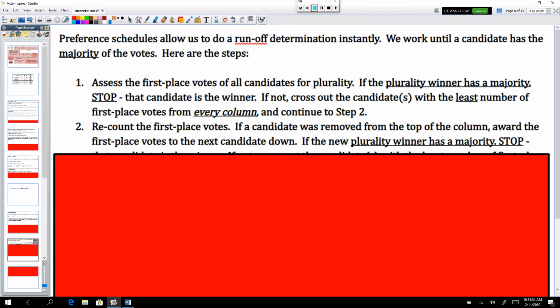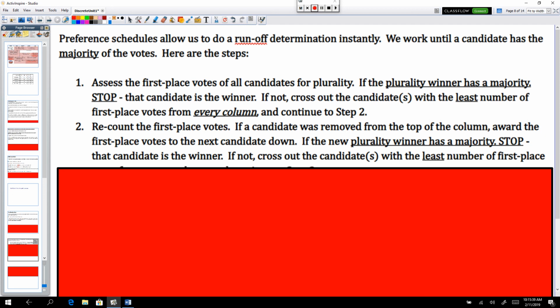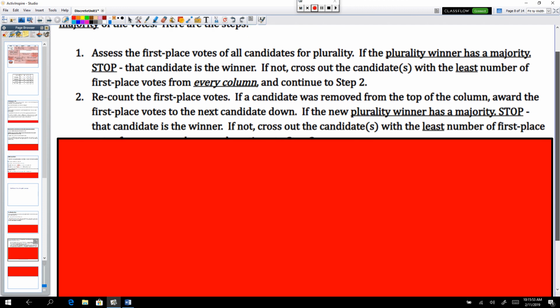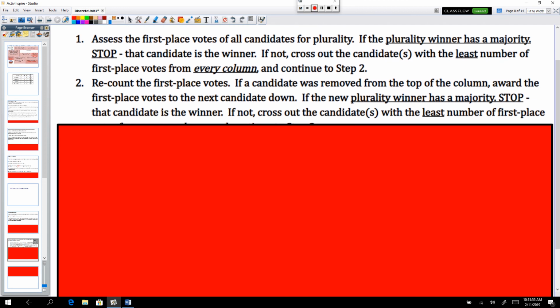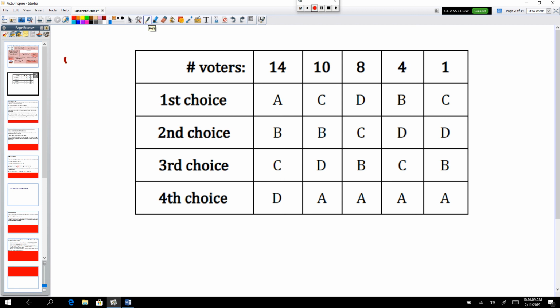Recount the first place votes. If a candidate was removed from the top of the column, give those first place votes to the next candidate down. If now you have a plurality winner that has a majority, that has more than half, stop. You've got your winner. If your plurality winner doesn't yet have a majority, keep going. And we keep repeating these steps until we have a plurality winner that also has a majority. This is called plurality with elimination or runoff. Let's see how plurality with elimination works out in our election.